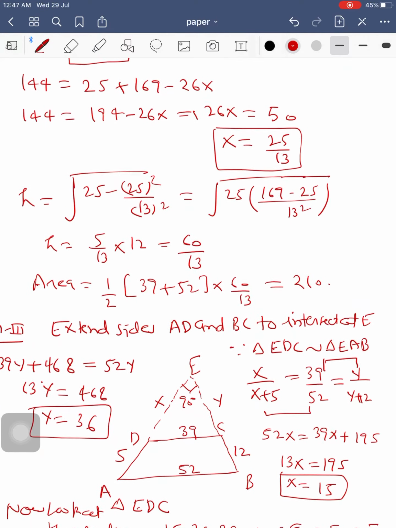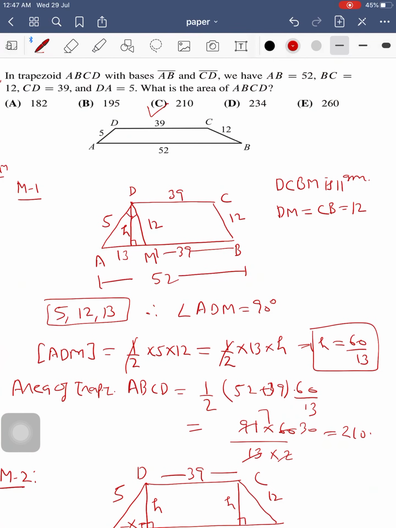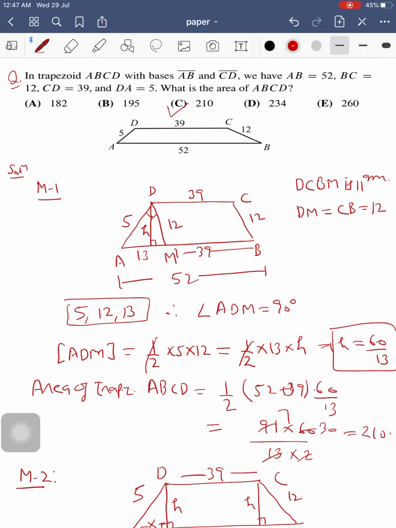But x is what? x is 15, y is 36. 15 plus 5 is 20, and 36 plus 12 is 48, so half of 20 times 48 is 480. Minus half of 15 times 36, that amount is 270. 18 times 15: 18 times 10 is 180, 18 times 5 is 90, 180 plus 90 is 270. And this difference is again 210. Okay, this is the end of the problem, hence we are done.